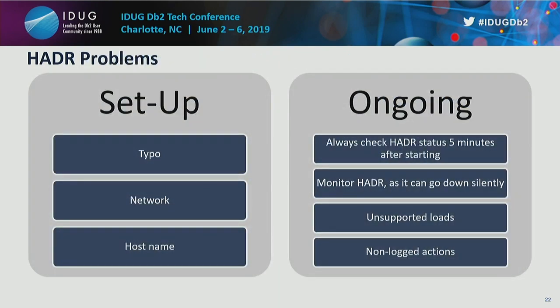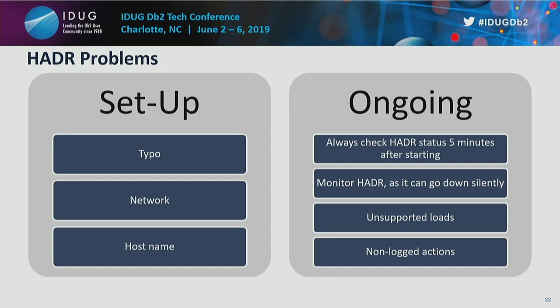Okay, so these are the biggest problems that I run into with HADR. Setup typos are the number one thing. I once spent probably 6 hours on a problem and ended up opening a PMR, only to discover I had transposed a 1 and a 0 in an IP address, right? That is the number one place where you're going to have problems with HADR, if you make a mistake.